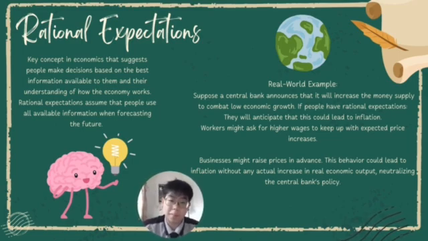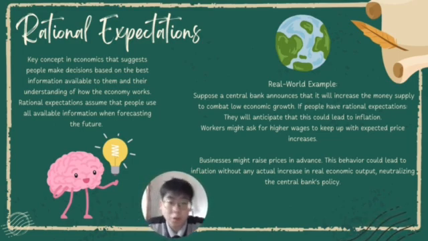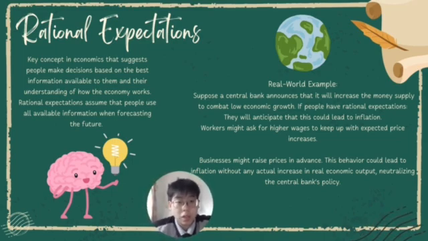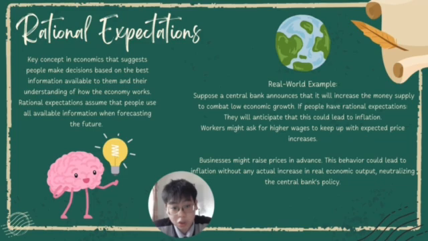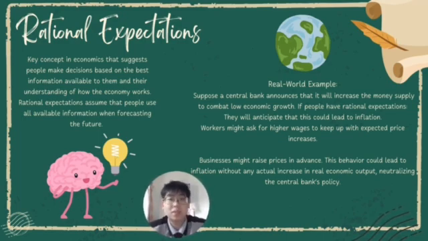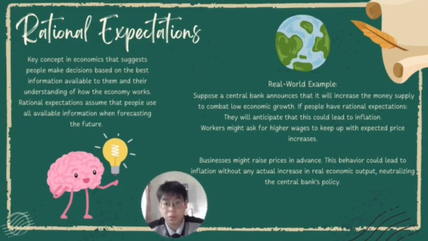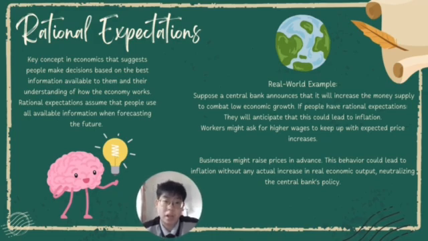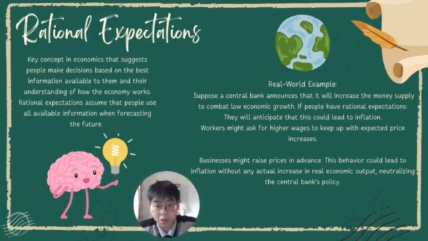I will give you a real-world example here. Suppose a central bank announces that it will increase the money supply to combat low economic growth. If people have rational expectations, they will anticipate that this could lead to inflation. So workers might ask for higher wages to keep up with the expected price increase, and businesses might raise their prices in advance. This behavior could lead to inflation without any actual increase in economic output. So it is actually neutralizing the central bank policy.